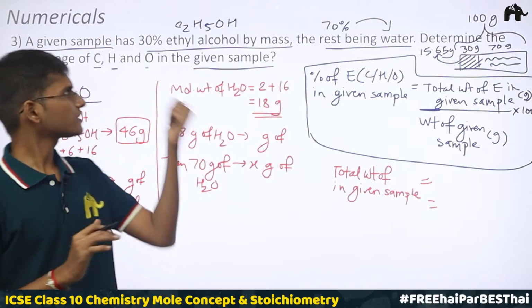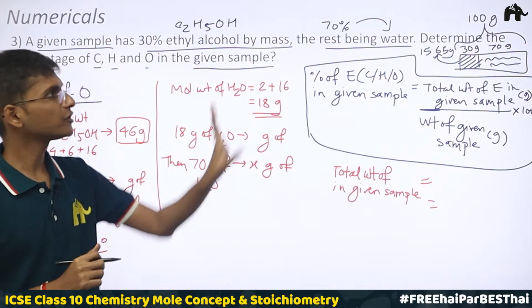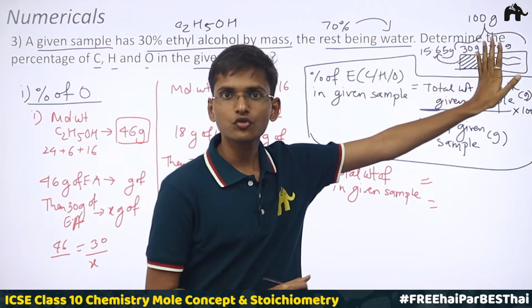Now, how we found out the percentage of hydrogen in this given sample, the same way we are going to find out the percentage of oxygen in the given sample, right? Because oxygen is present both in ethyl alcohol, as well as in water, H2O, right?